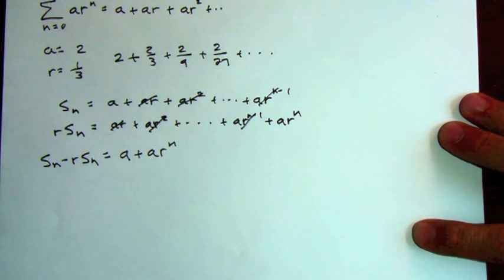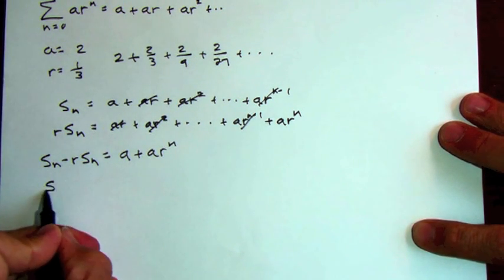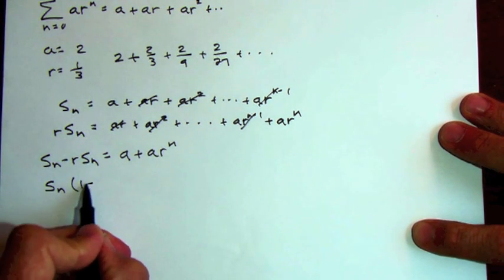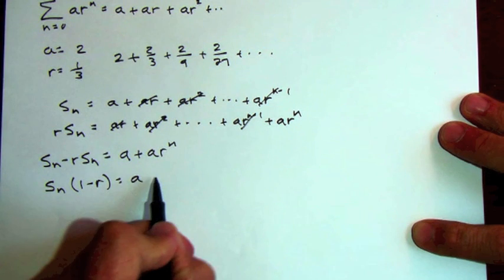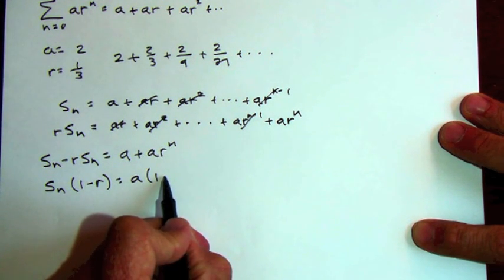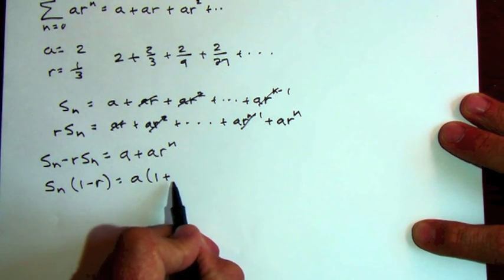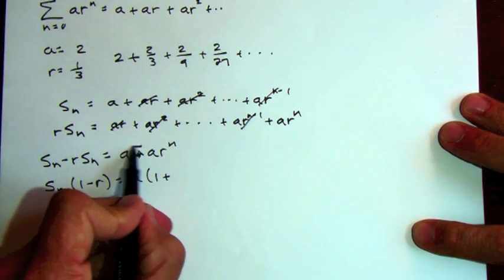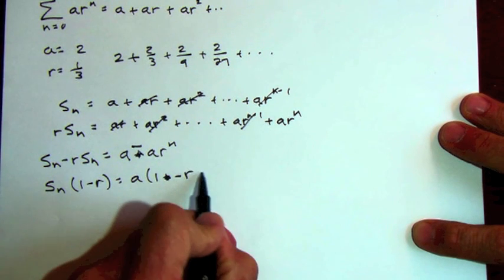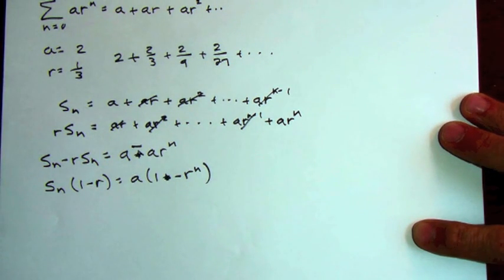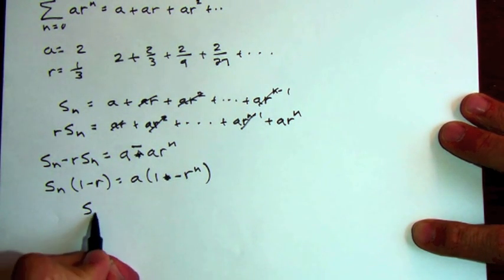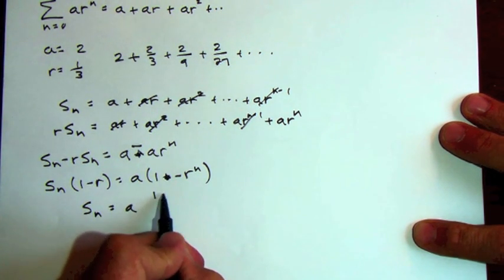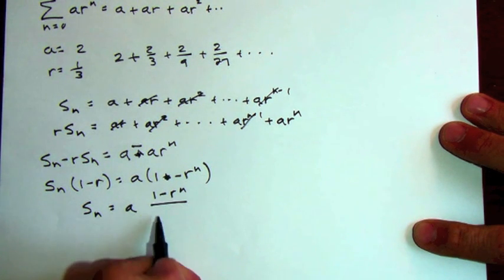So we're just left on this side with a plus a r to the n. All right. So here I'm going to factor out my Sn, which is my nth partial sum, and I'm left with 1 minus r. And on this side, I'm going to factor out an a, and I'm left with 1 plus, whoops, sorry, that should be a minus, shouldn't it? Because I subtracted all these. That's a minus, so 1 minus r to the n. All right, so to solve for the nth partial sum, I'll divide both sides by 1 minus r, so I end up with a times 1 minus r to the n over 1 minus r.